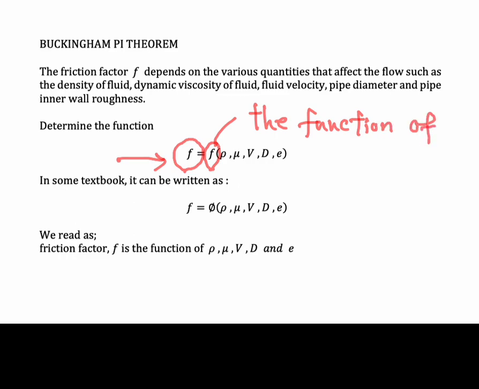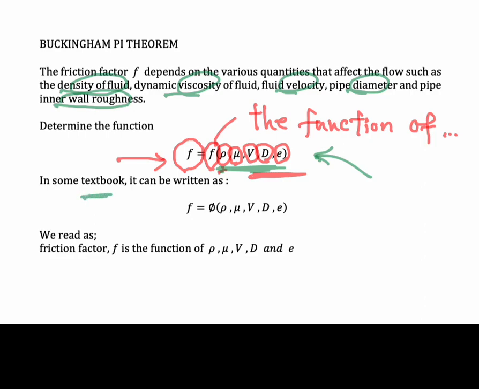You need to read this mathematical expression as: friction factor is the function of rho, mu, v, d, and e. All of these parameters are actually mentioned in the question. This is the velocity, pipe diameter, and pipe inner wall roughness. So please be careful when you want to solve Buckingham pi theorem. Please do not add another parameter. Just use the parameters mentioned in the question only.